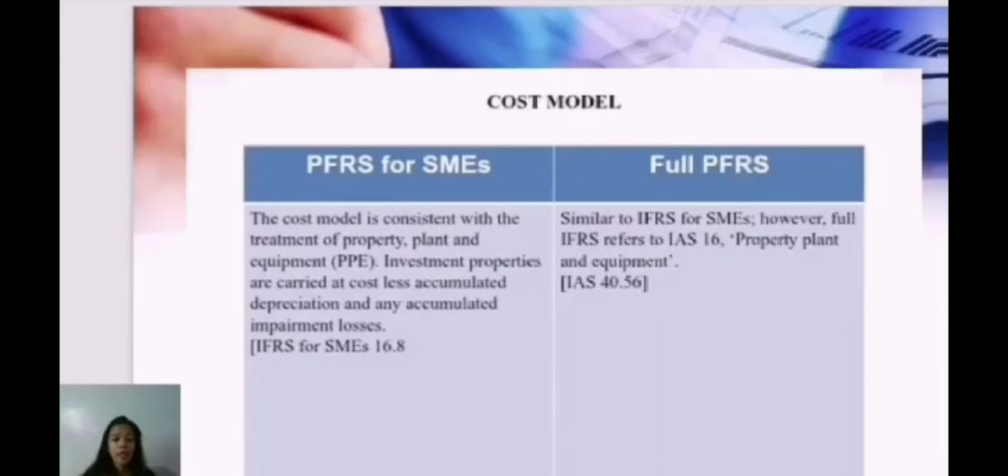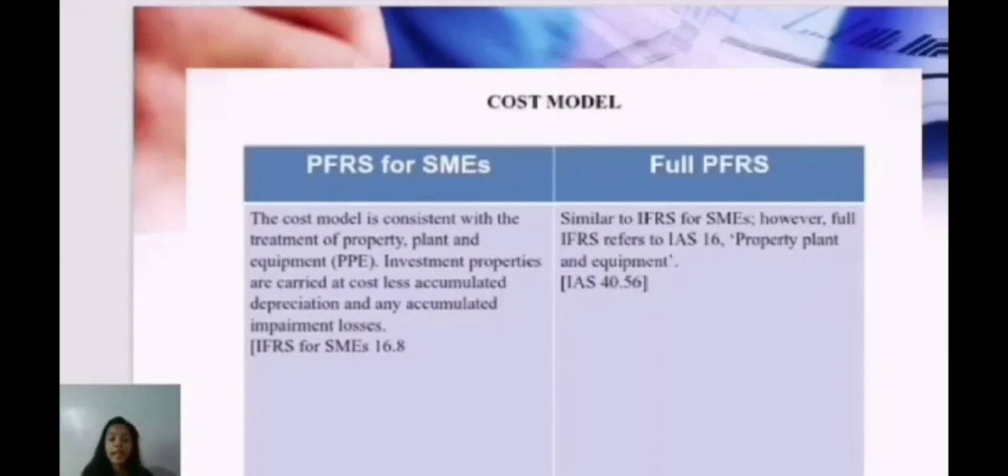Now we have the cost model. The cost model under PFRS for SMEs is consistent with the treatment of property, plant, and equipment. The PFRS for SMEs defines property, plant, and equipment as tangible assets that (a) are held for use in the production or supply of goods or services, for rental to others, or for administrative purposes, and (b) are expected to be used during more than one period.